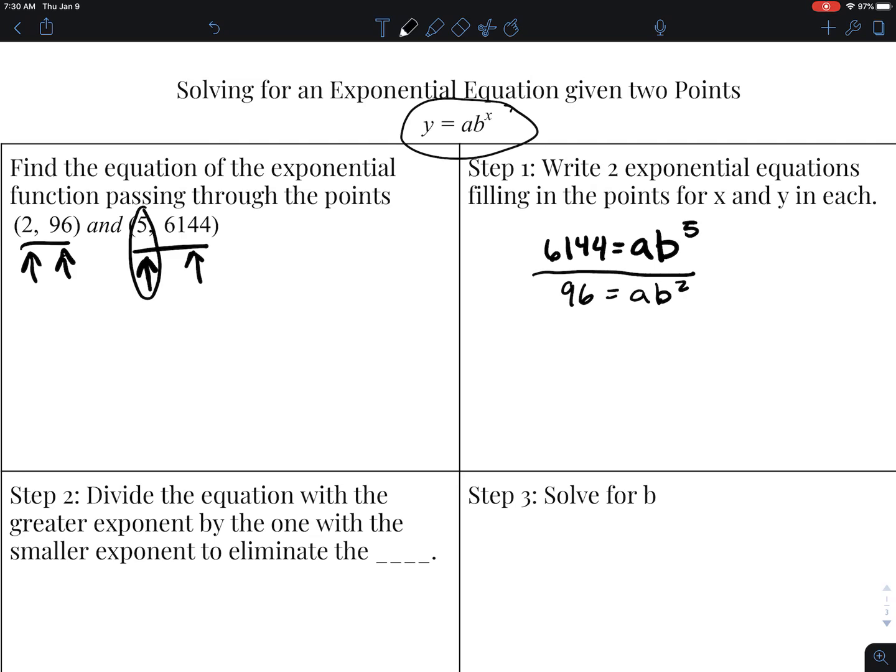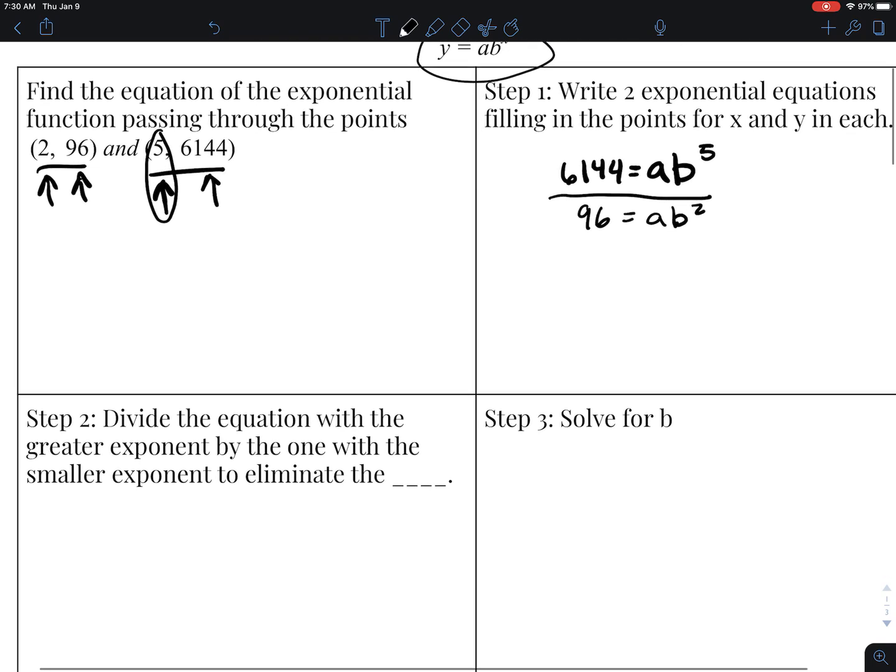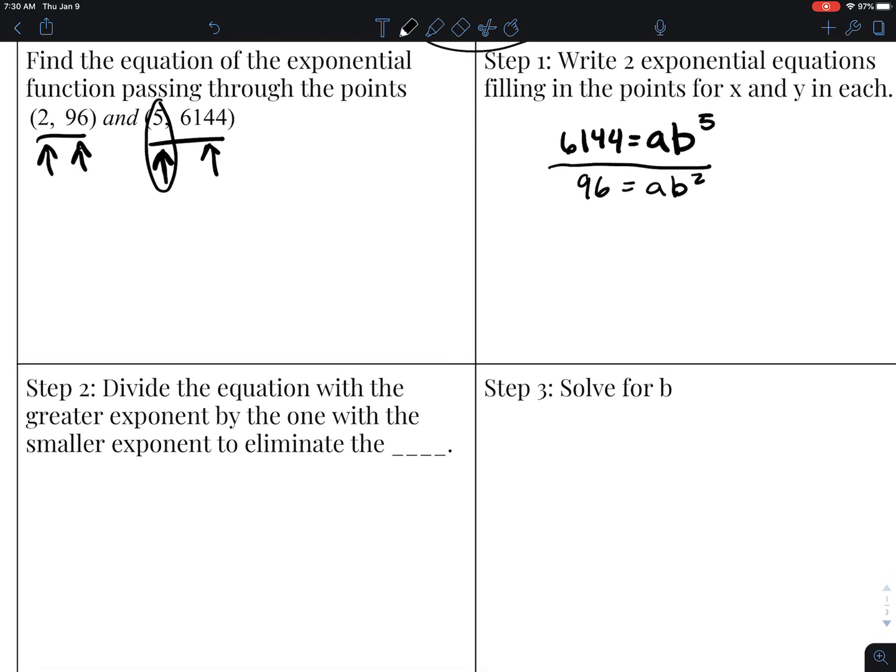The reason we're going to divide is because our goal is to eliminate one of the parameters. In this case, we're going to eliminate the a because it's the easiest to eliminate. When you divide a by a, you get 1. So that's ideal for our situation. And the nice thing about exponentials is that this will work every single time. So it's not quite like linears where we have to decide what we're going to solve for. A will cancel out every time if we divide.